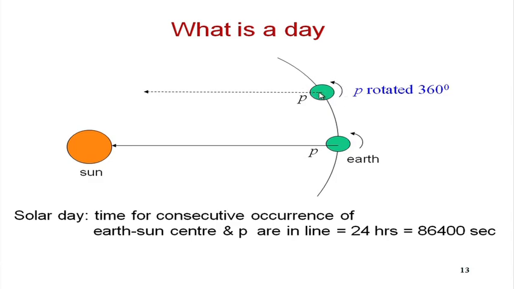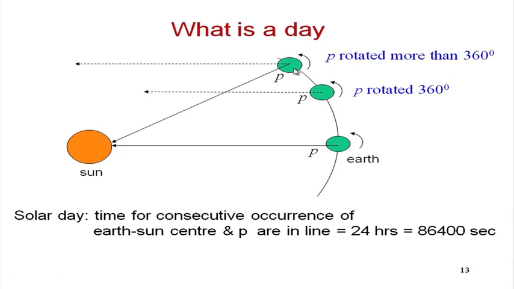It is not in the straight line of the center of the Earth. P is not reaching the center of the sun. Then we move Earth a little more, and after some more revolution of the earth we get the center of the earth, P and sun on the same line. So, from here to here, that is a solar day, but earth has revolved more than 360 degrees for a solar day.